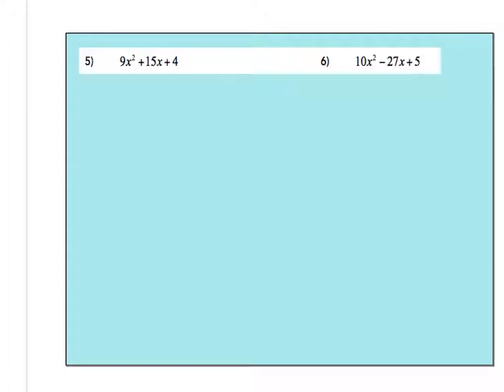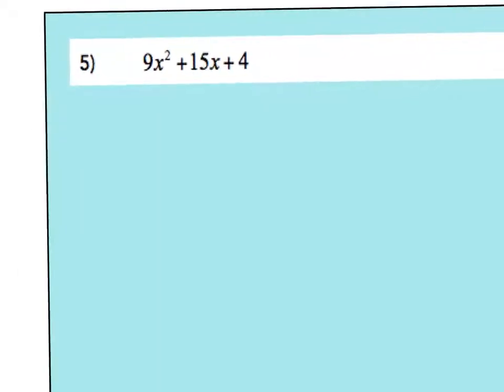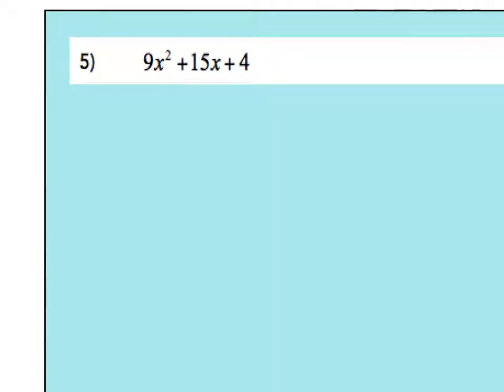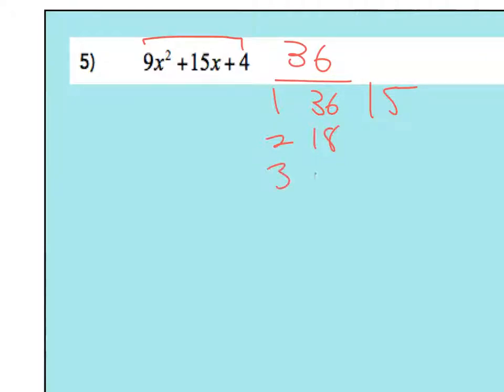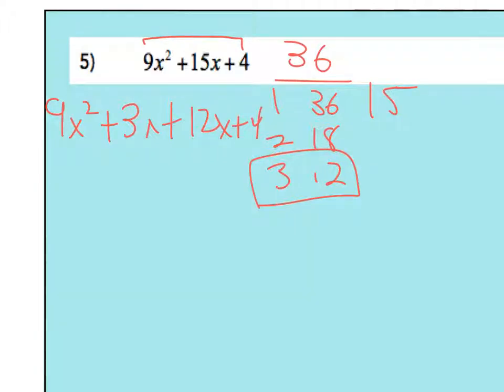So, taking a look at number 5 here, 9 times 4 is going to be 36, and that needs to add up to 15. So, start playing around. So you get 1 and 36, you get 2 and 18, you get 3 and 12. Ooh, hey, there we go. 3 and 12 looks like a winner to me. So I want to go 9x squared plus 3x plus 12x plus 4. And again, that's fine. I can do it either way.